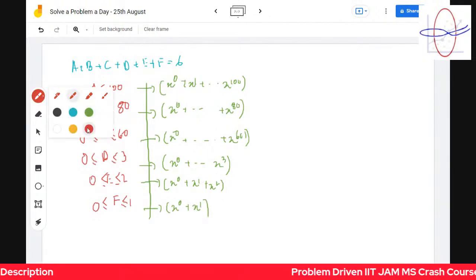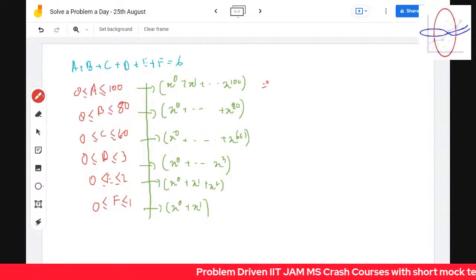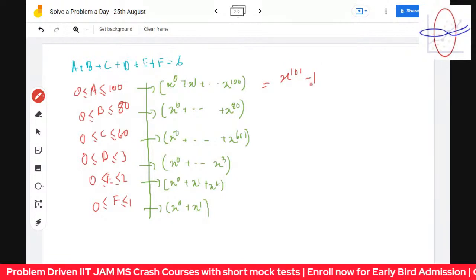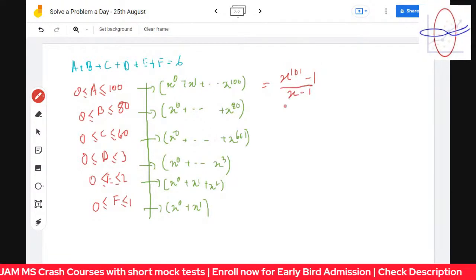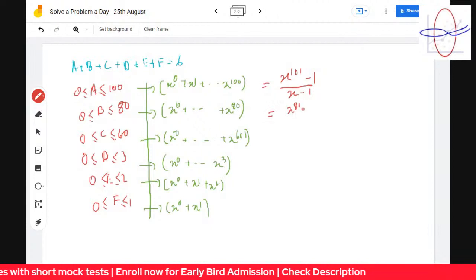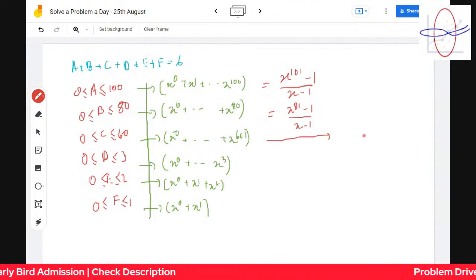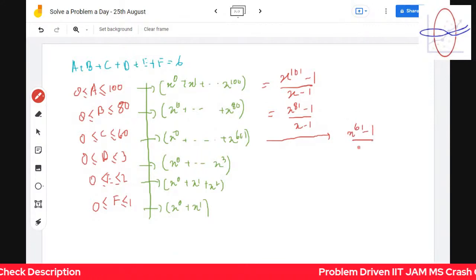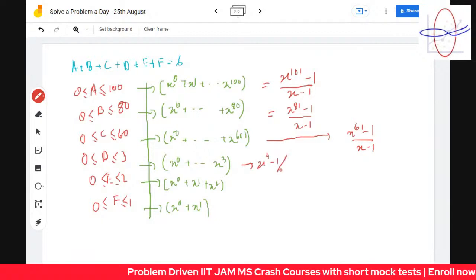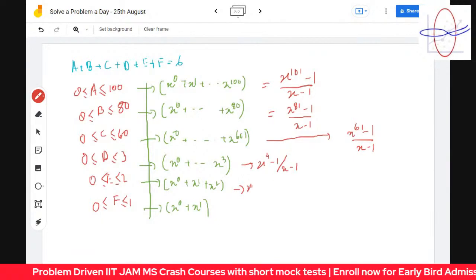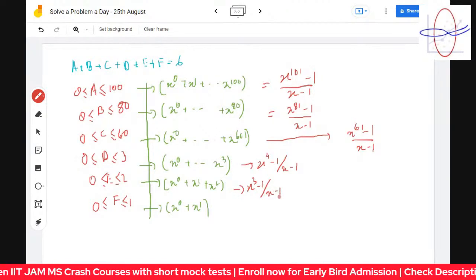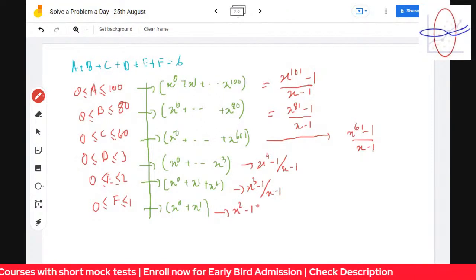Now what we'll do, we'll multiply all this. So let's write it down in a beautiful way. You can write it down as x to the power 101 minus 1 by x minus 1. Here x to the power 81 minus 1 by x minus 1. Here you can write x to the power 61 minus 1 by x minus 1. Here x to the power 4 minus 1 by x minus 1, x cube minus 1 by x minus 1, and here x square minus 1 by x minus 1. You can write it like this, right?